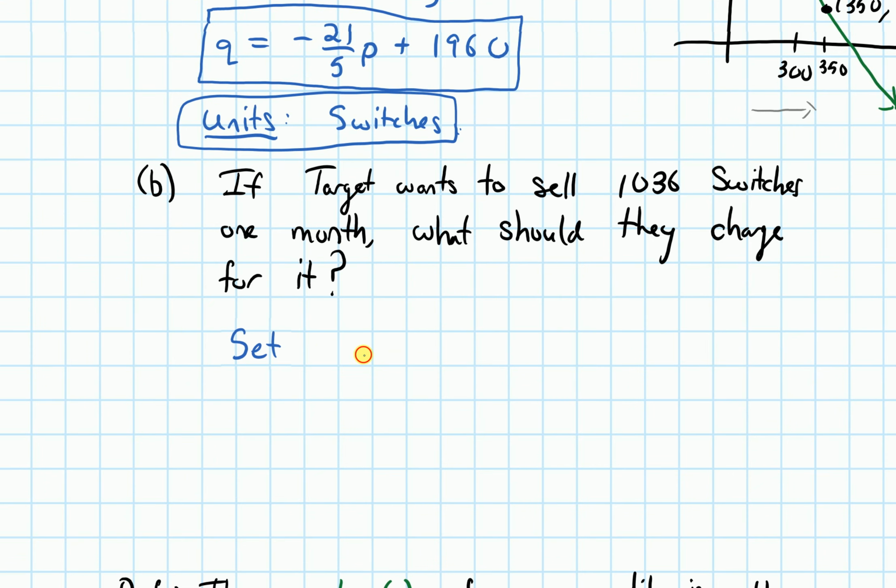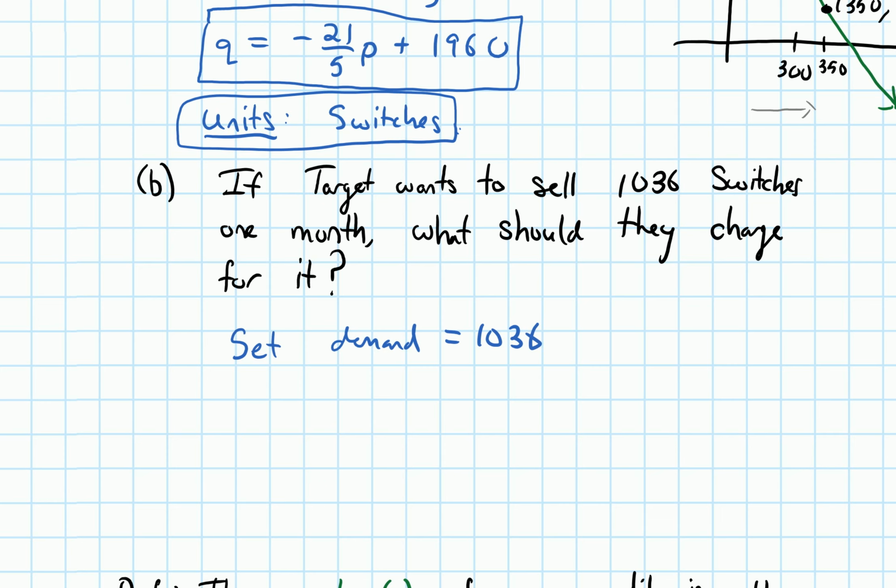They need to set the demand equal to 1,036. They need the demand to be 1,036. Okay, and we have an equation for the demand. It's negative 21 over 5 p plus 1,960. So they need that to be equal to 1,036.